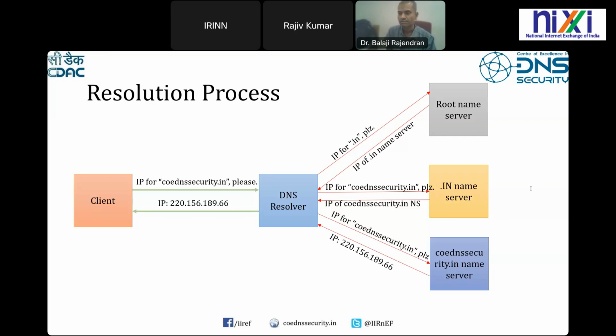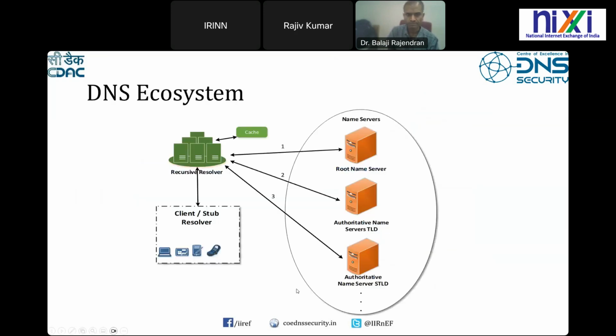I think I've answered a number of questions, so let me proceed to the next few slides. Here we are seeing the DNS ecosystem. We have the clients, whether laptop, desktop, or mobile phone, and it goes to the recursive resolver. As I said, there is a cache memory kept within the recursive resolver also.